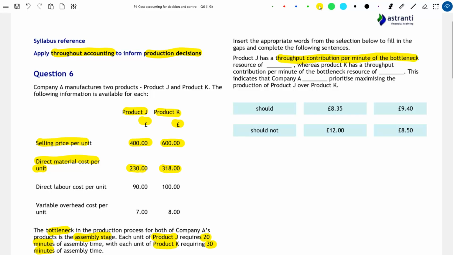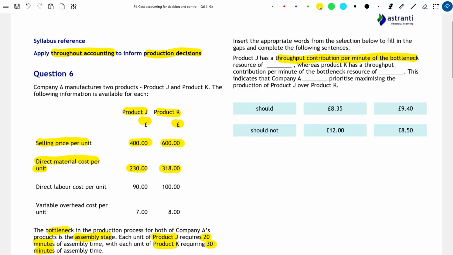The last sentence in the gap fill states this indicates that Company A blank should or should not prioritise maximising the production of product J over product K. So completing this last sentence in the gap fill will require us to compare the throughput contribution per minute of the bottleneck resource of these two products. So we should advise Company A to prioritise maximising the production of the product that generates the greater throughput contribution per minute of the bottleneck resource, as this product will represent a better use of this scarce bottleneck resource, this limited amount of assembly time.